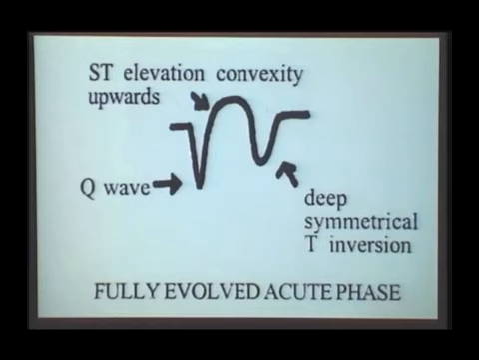The difference between the early hyperacute phase and this phase is the contour of the ST elevation. There I told you the ST elevation is concavity upwards because the T wave is upright. Here, because the T wave gets inverted, it makes the ST elevation convexity upwards. So now you see the ST becomes convexity upwards and you have the T wave inversion. This is the fully evolved acute phase where you see necrosis, injury and ischemia.